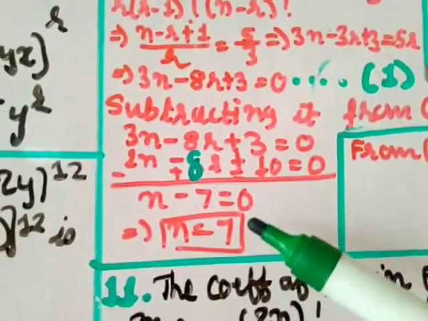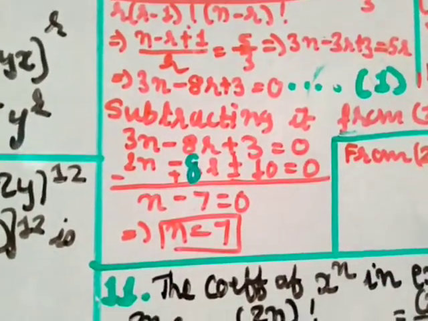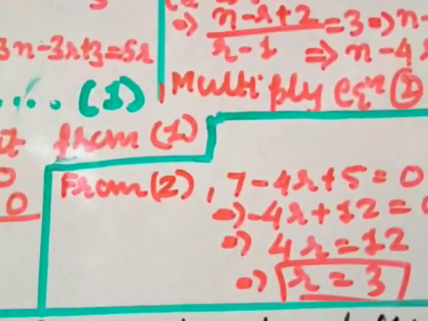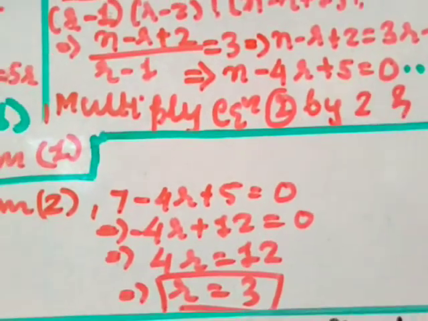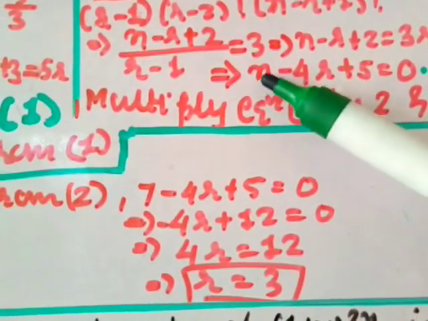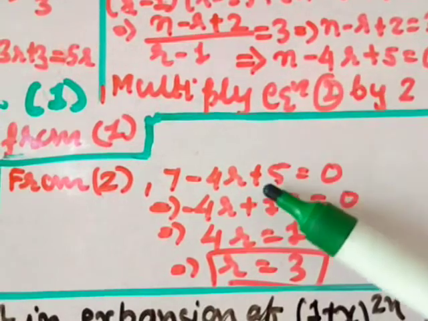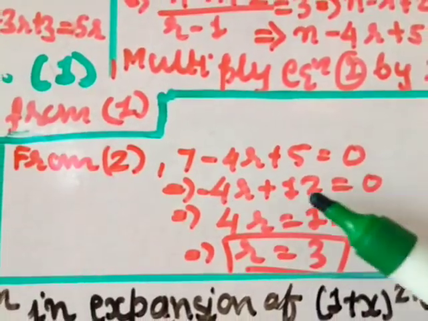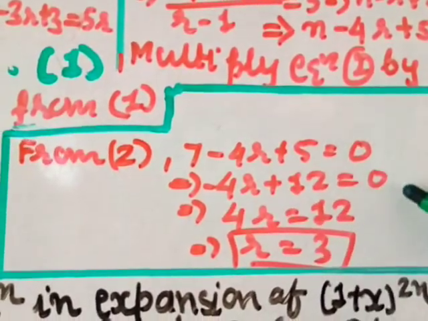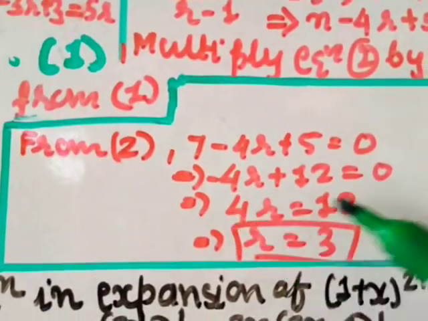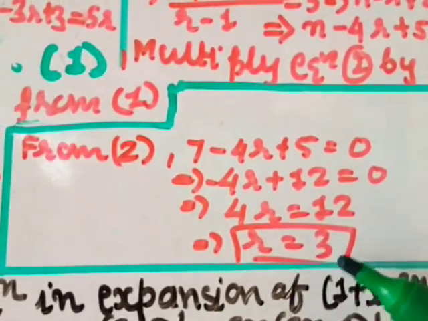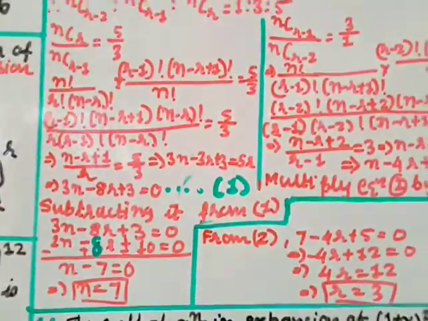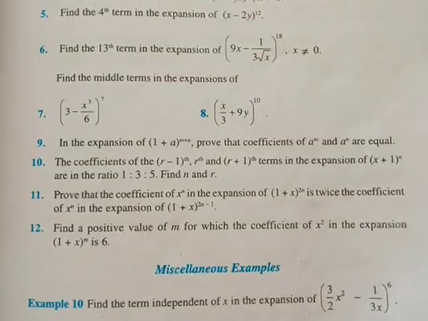Now put this n equal to 7 either in equation 1 or 2 to find the value of r. So I put in equation 2, that is this equation: n minus 4r plus 5 equal to 0. In this equation number 2 I am putting the value of n as 7. So 7 minus 4r plus 5 equal to 0. 7 plus 5 is 12, minus 4r equal to 0. Minus 4r transfer here, so you get 4r equal to 12. Divide by 4, so you get the r value as 3. So we found the value of r as 3 and n is equal to 7. So this is the solution for question number 10. Question number 11.